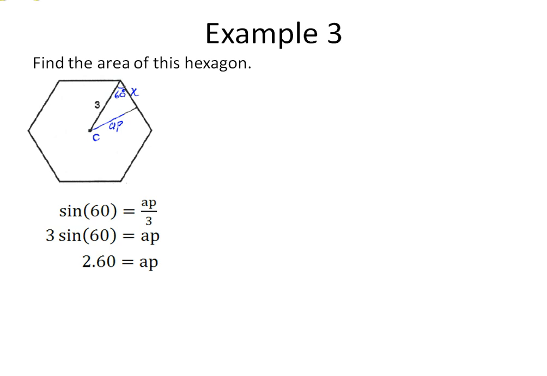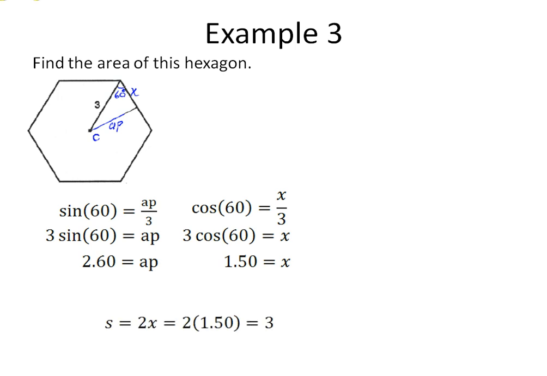Okay, the other thing we need to find is this part right here, so that we can multiply that by 2 and then multiply that by 6 to get the perimeter. So we're going to use the cosine for that, because x is the adjacent leg of the 60-degree angle and 3 is the hypotenuse of that triangle. So the cosine of 60 is equal to x over 3. Cross multiply gives us 3 cosine 60 is equal to x. So 1.50 is equal to x.